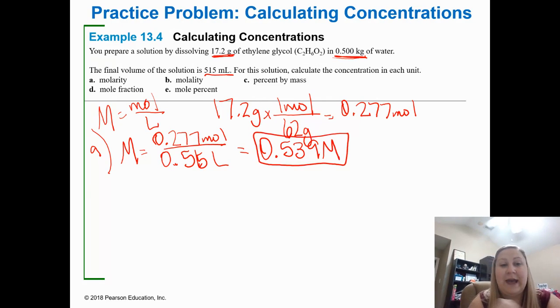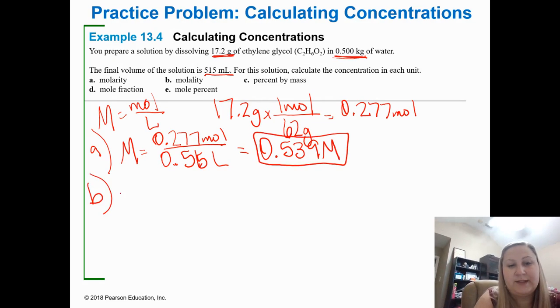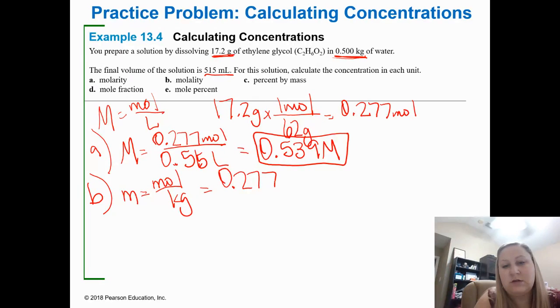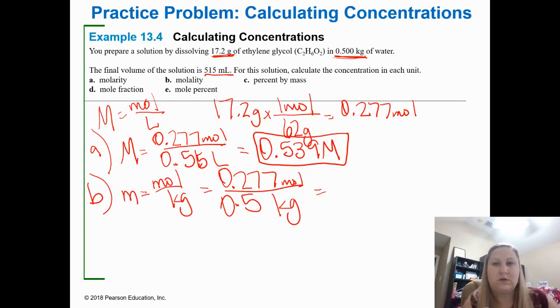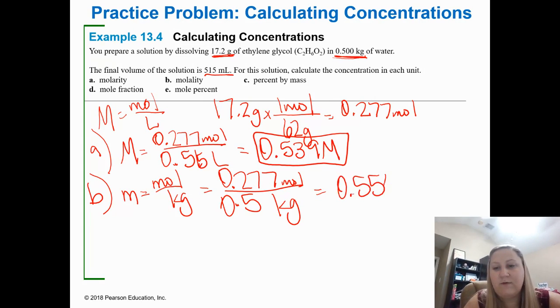Okay, so there's A. B is molality. Remember, that's moles per kilogram. I already have moles, and it gives me kilograms. 0.277 moles over 0.5 kilograms. And for sig fig purposes, just remember that you need to keep the least. Both of these have 3, so we're keeping 3. I get 0.554 molal.